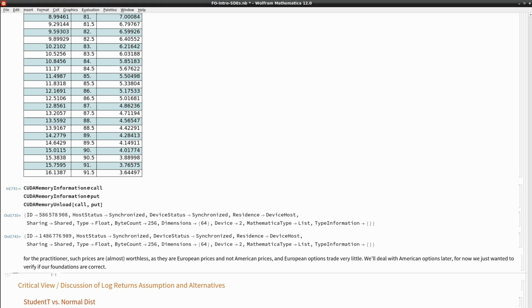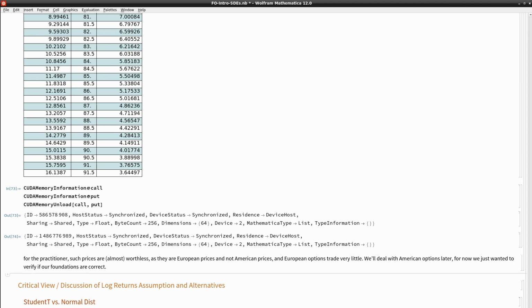Okay, so for the practitioner, these prices are almost worthless because they are European prices and not American prices. And European options trade very little in the options markets. Sometimes they do. A few things are European prices, mostly stock indices for dividend reasons. But for most practical purposes, all the options trade as American options. And we're going to do this later. For now, we just wanted to verify if our foundations, our basic math, statistics on the SDEs and European pricing are correct.